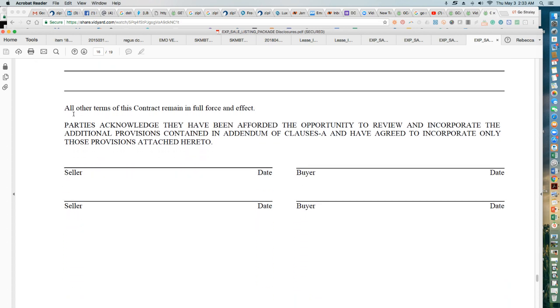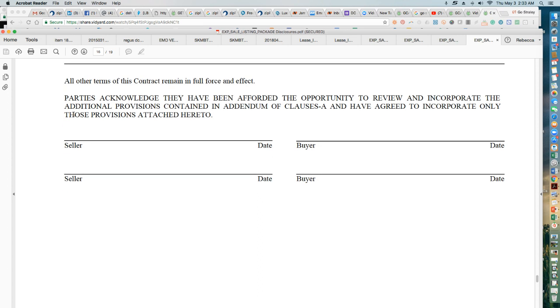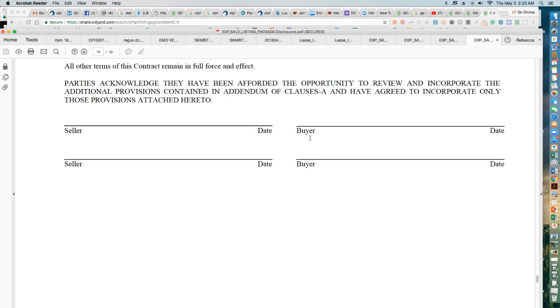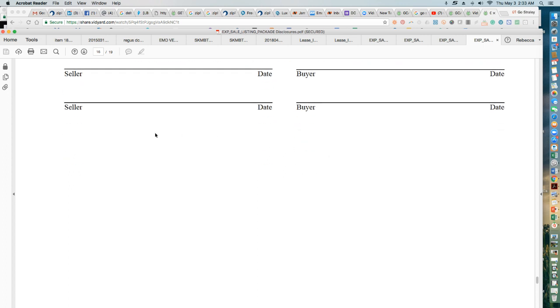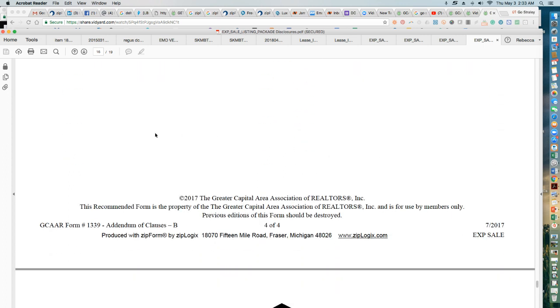And here we go. We're all done with our clause B. And all the sellers and all the buyers need to date. Please be sure the dates are in there, and sign the agreement. And this is the completion of the review of how to fill out CAAR Form 1339, Addendum of Clauses B.